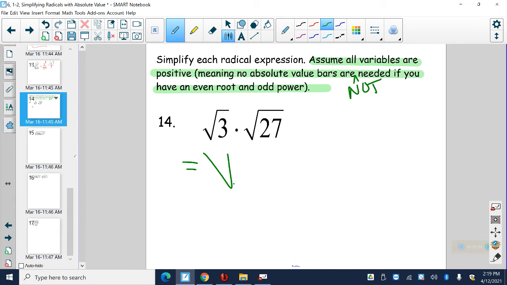We're going to marry these together. 3 times 27. Can anybody tell me what 3 times 27 is? It is 81. So what is the square root of 81? 9. It is 9.